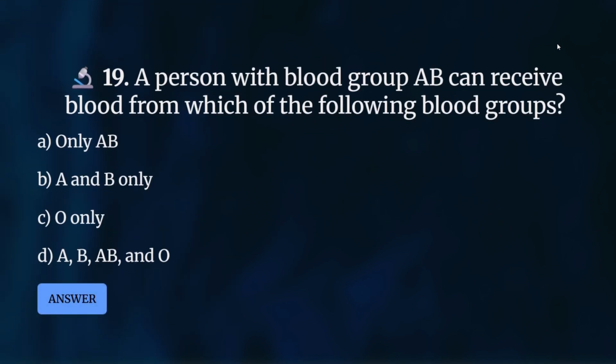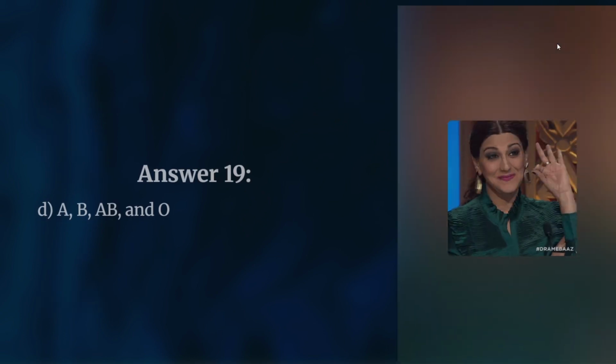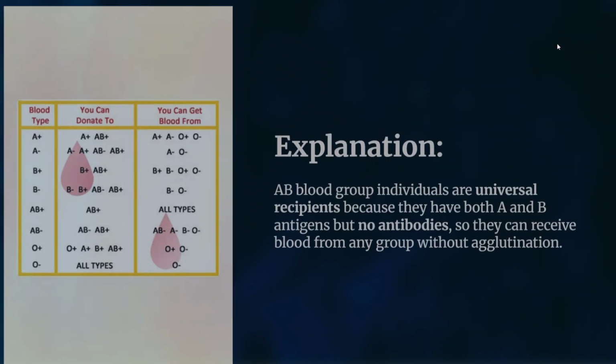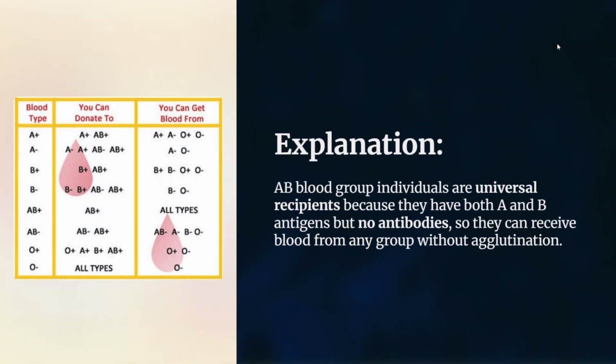Question 19. A person with blood group AB can receive blood from which of the following blood groups? Options are A, only AB. Option B is A and B only. Option C, O only. And option D is A, B, AB and O. So the correct answer is from A, B, AB and O blood group. AB blood group individuals are universal recipients because they have both A and B antigens but no antibodies. So they can receive blood from any blood group without agglutination.